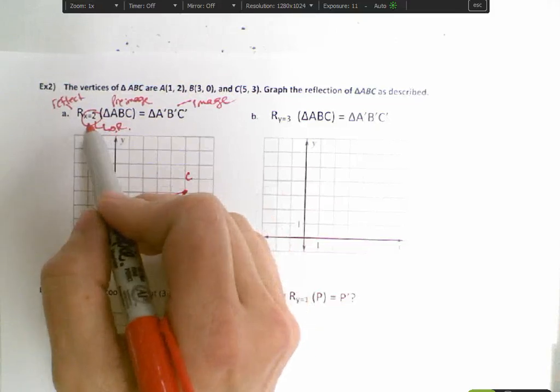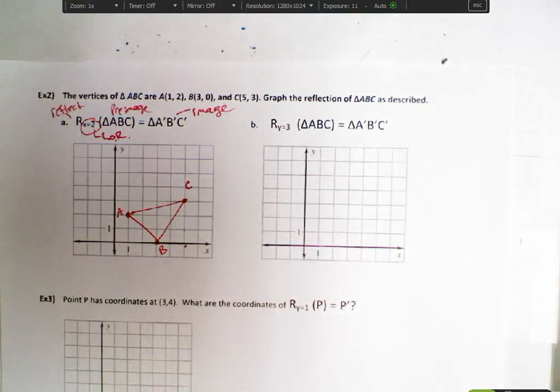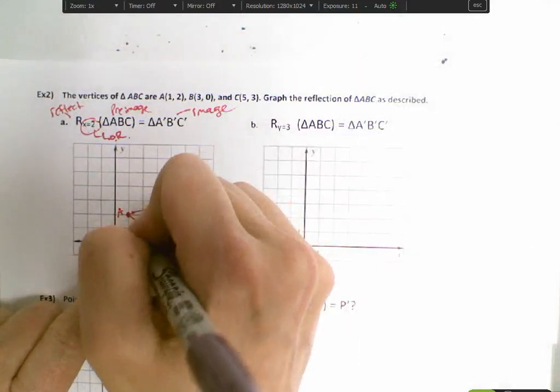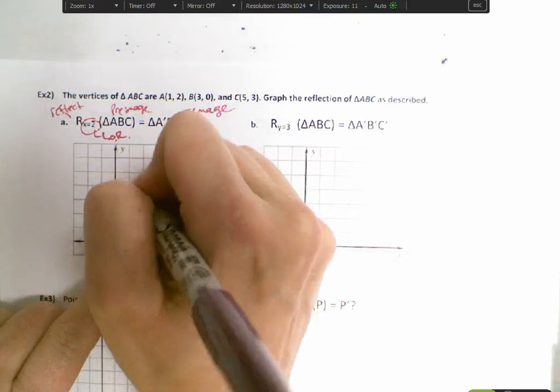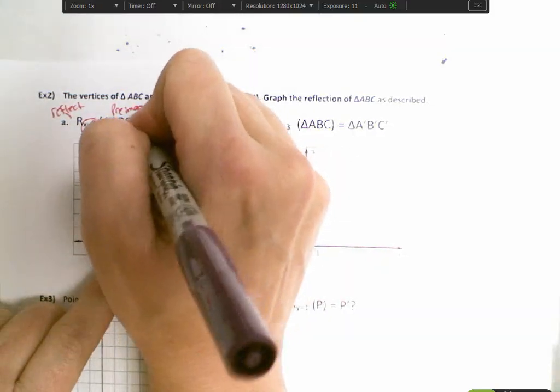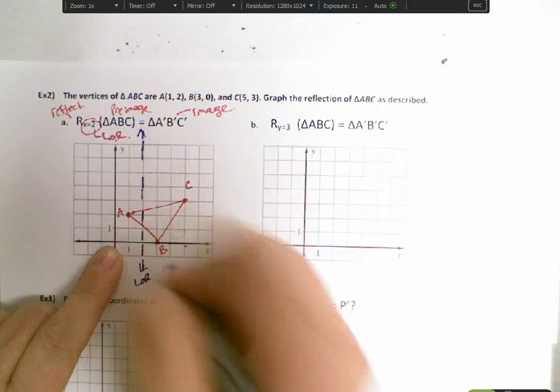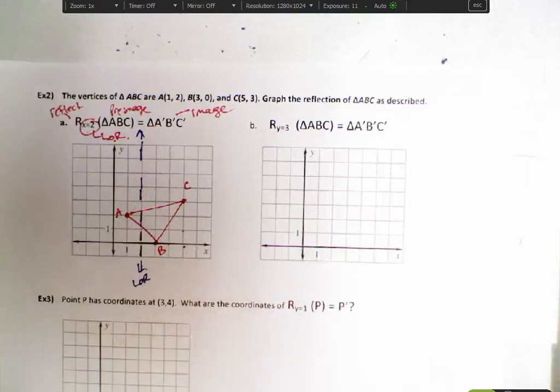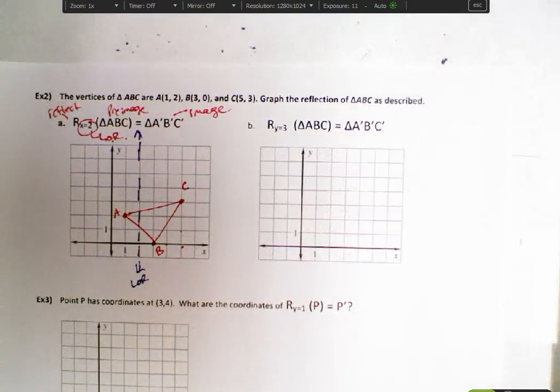So my line of reflection is x equals 2. X equals 2 is a vertical line at 2. So 1, 2, is my vertical line at x equals 2. I dash in my line of reflection. That means I'm going to flip this triangle around this line of reflection.